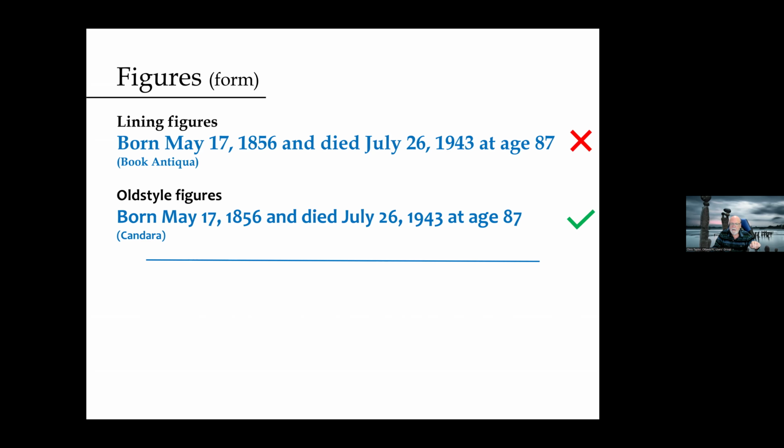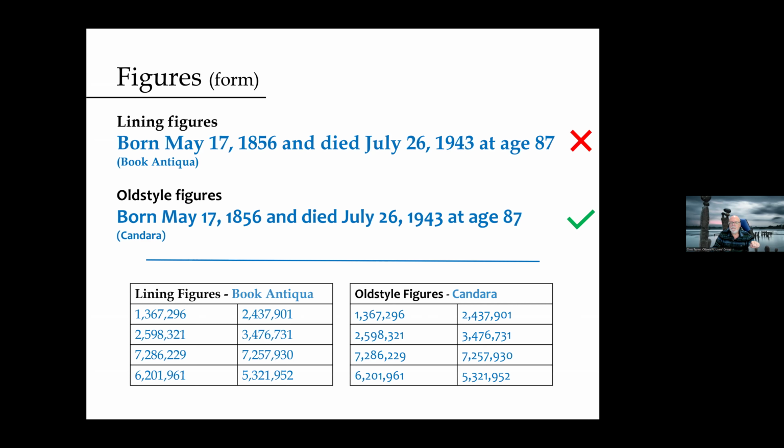On the other hand, in tables of numbers, lining figures tend to be more readable and more natural. They look nicer. So you can see that the old style figures in a table of numbers don't look as good.